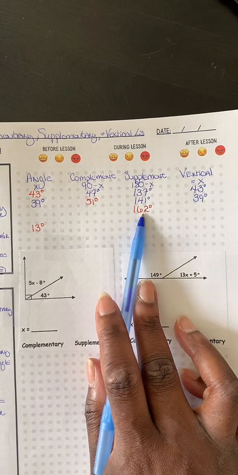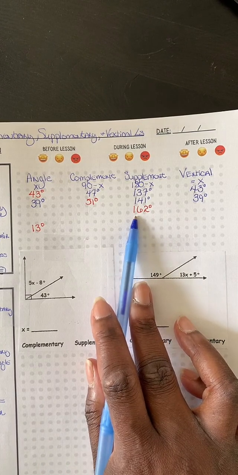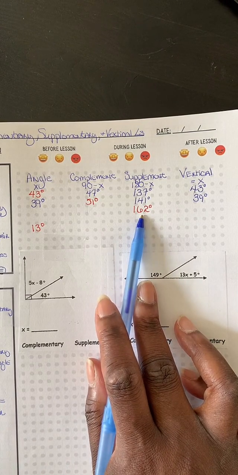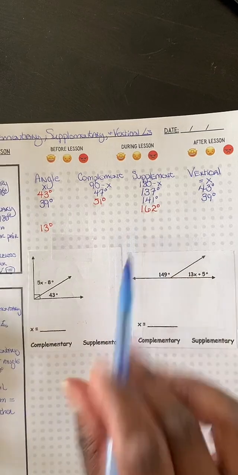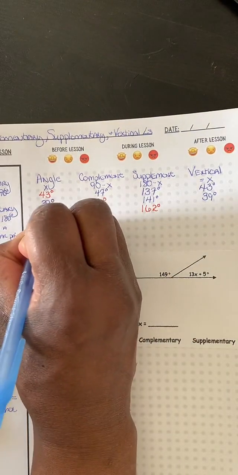If I know the supplement is 162, I can find the original angle by taking 180 minus 162, which gives me 18.